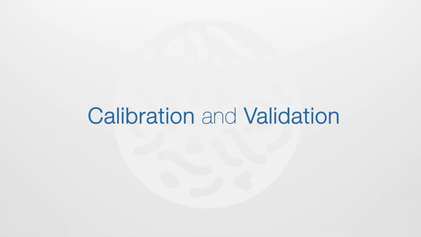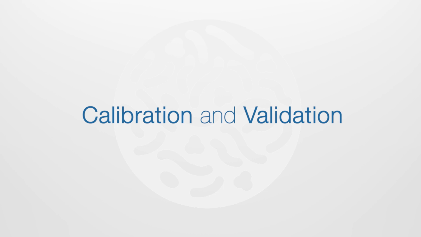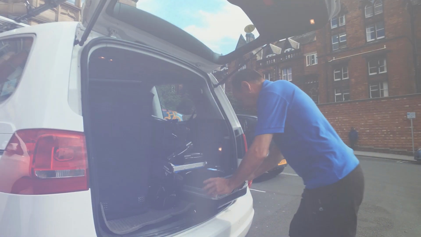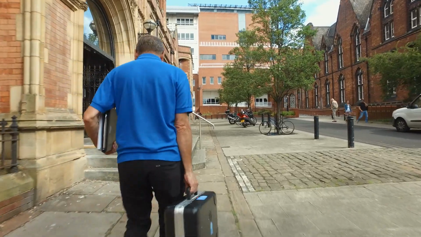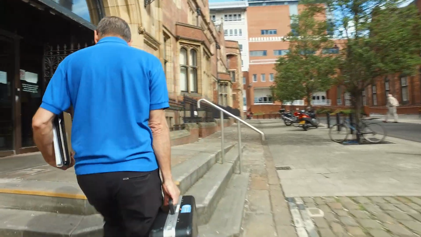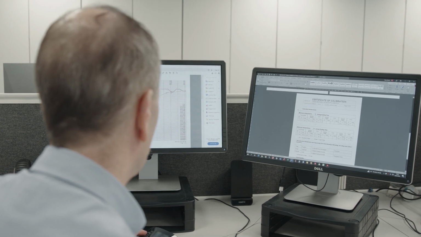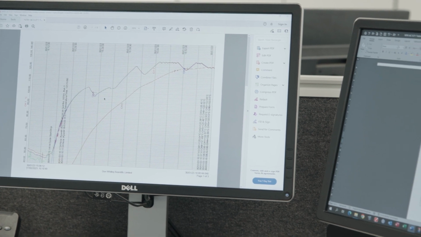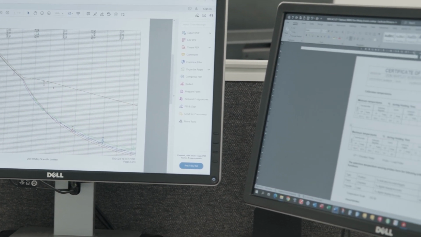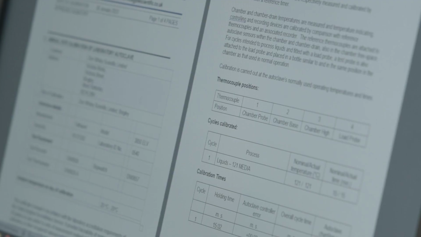Here at Don Whitley Scientific, we are able to offer calibration and validation services alongside our service and maintenance contracts. In this video, we will explain the difference between calibration and validation and explain how this could relate to your products. When using autoclaves for sterilization, it is critical that the required temperature has been reached and maintained for the required period to ensure an adequate probability of sterility is achieved.